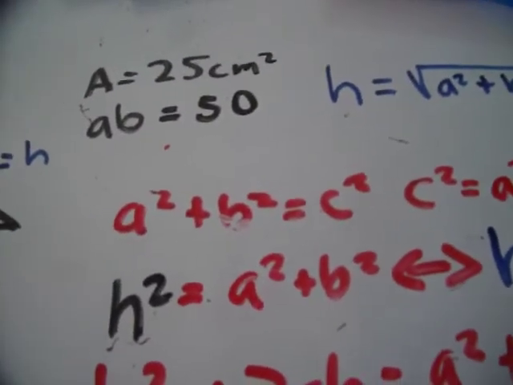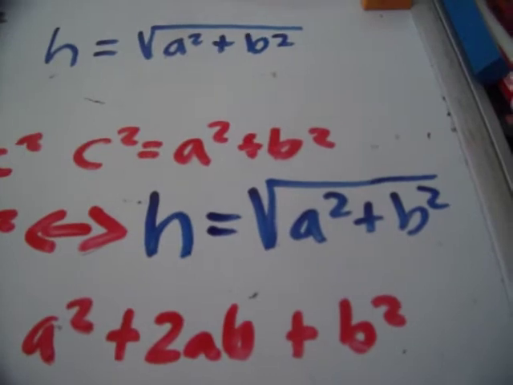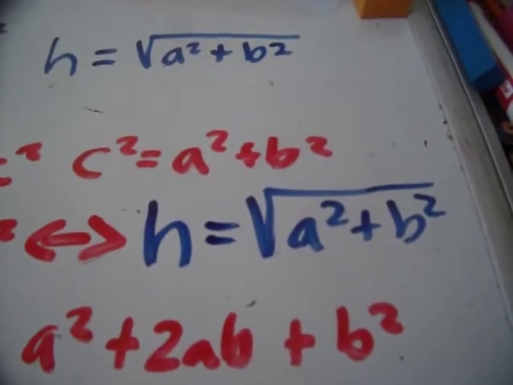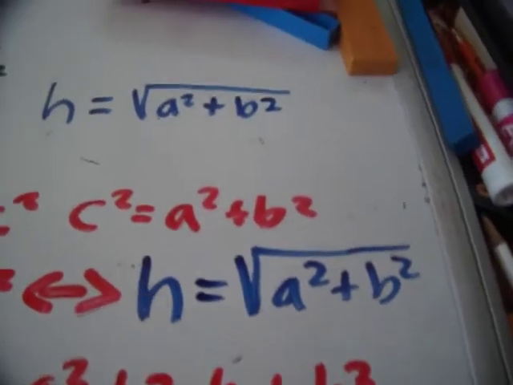So now, obviously, if H squared equals A squared plus B squared, then H is the same thing as A squared plus B squared, square rooted, right? H is the square root of A squared plus B squared. These are the same thing. That's where that comes from.